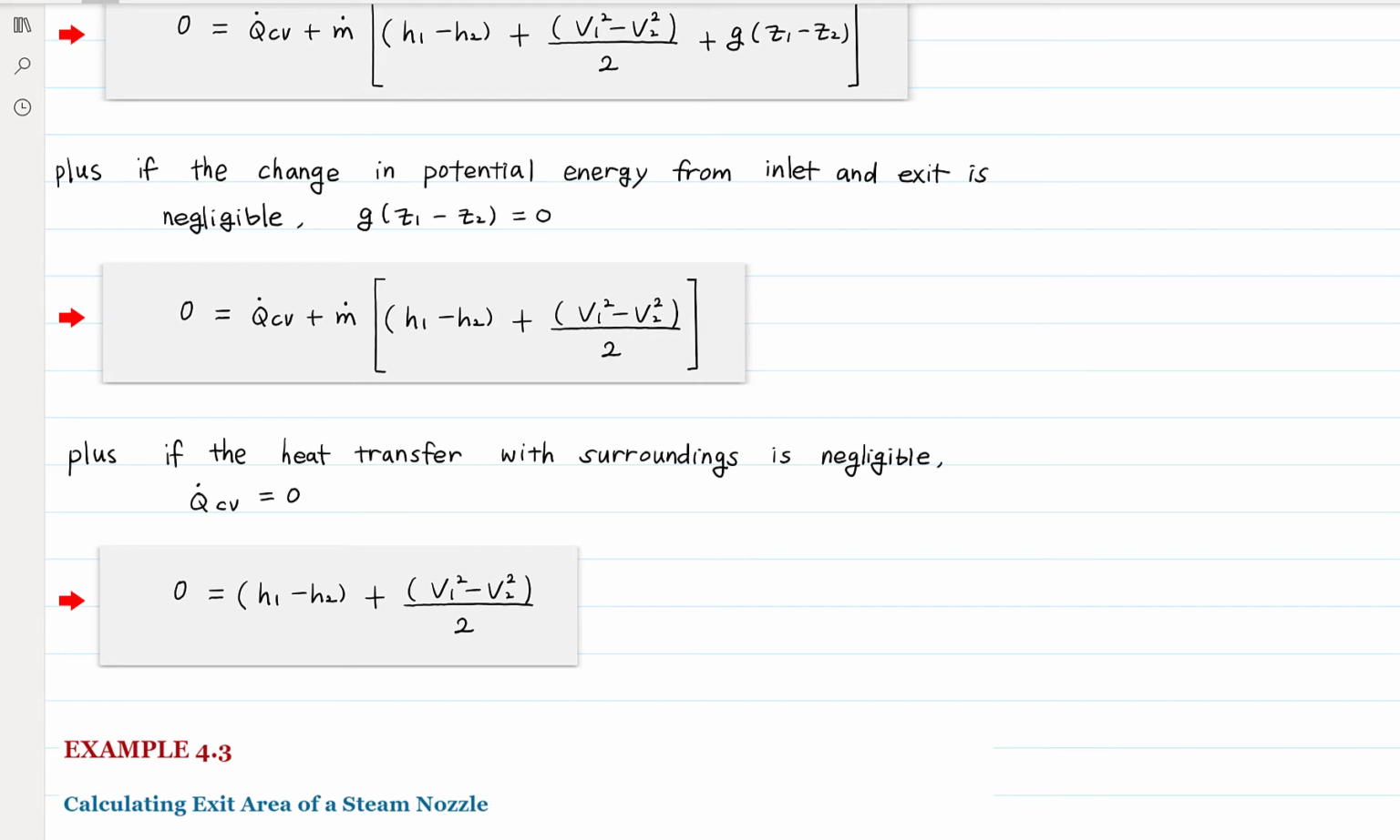If the nozzles and diffusers are well insulated, there will be no heat transfer between the device and the surroundings, and the process is called an adiabatic process. So Q dot drops out. This is the simplified energy balance equation.